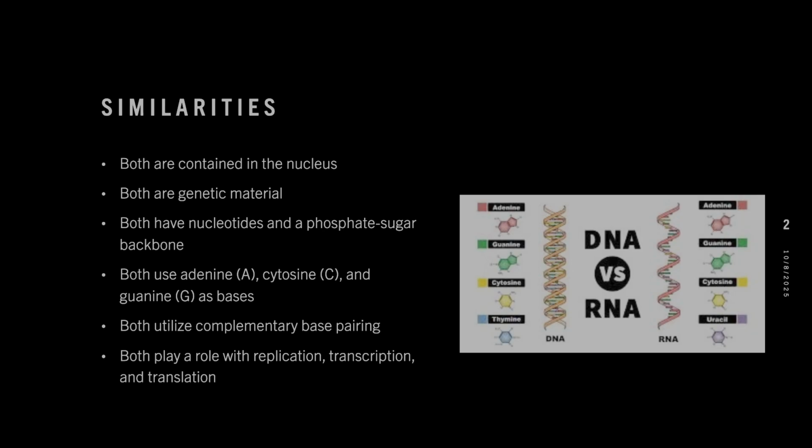So A to C, A to T or A to U and C to G. Both play a role with replication, transcription, and translation. Both DNA and RNA are incredibly important for the processes of replication, transcription, and translation of genetic material.